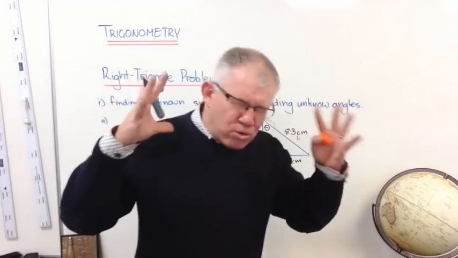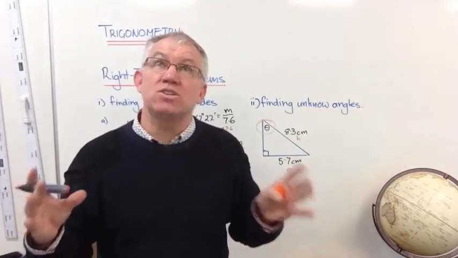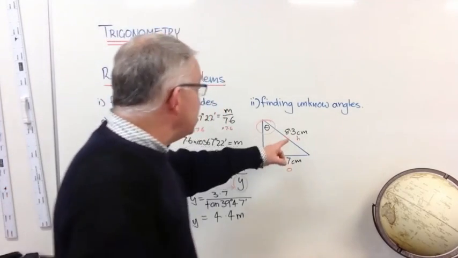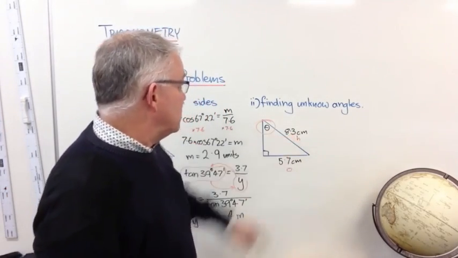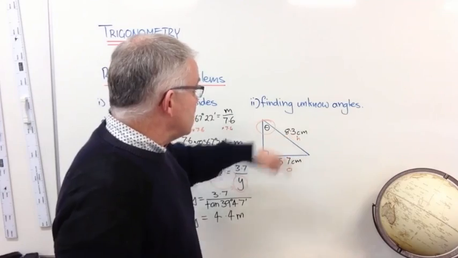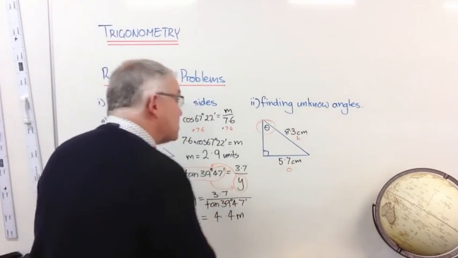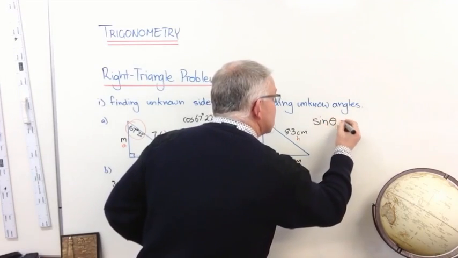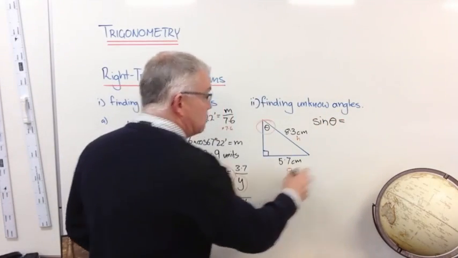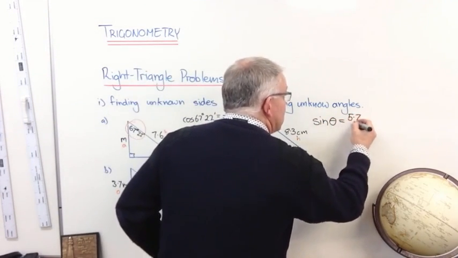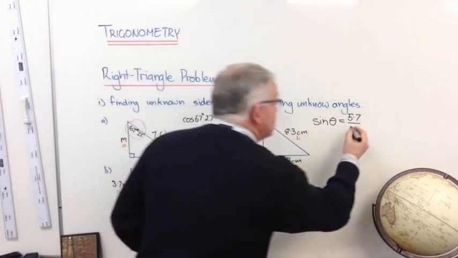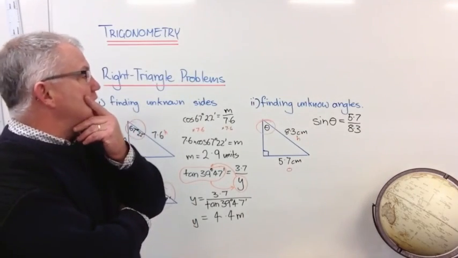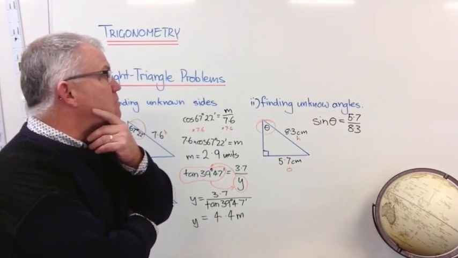And then we recall, we're thinking SOHCAHTOA. What is the ratio? O and H. That's what we need. So, we need the SOH, S, sine. So we're going to have the sine of theta. Here we go. Sine of theta is equal to the opposite, which is 5.7, over the hypotenuse, which is 8.3. Sine of theta is equal to 5.7 divided by 8.3.